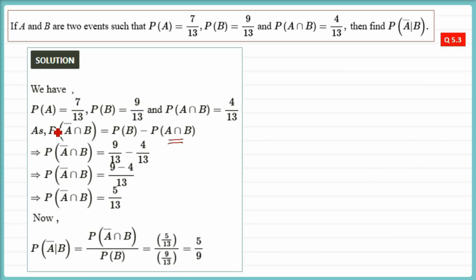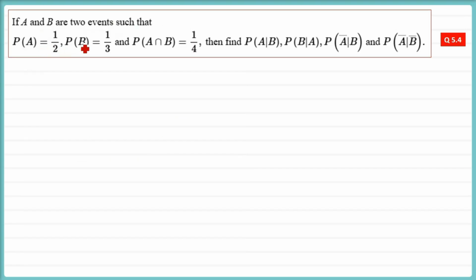I told you and showed you through the diagram how this comes about, but the formula, or the way of doing conditional probability, remains the same. Next one: P(A) is given, P(B) is given, P(A intersection B) is given. So P(A by B) has to be computed, P(B by A) is to be computed, P(A naught by B) is to be computed, and P(A naught by B naught) has to be computed.